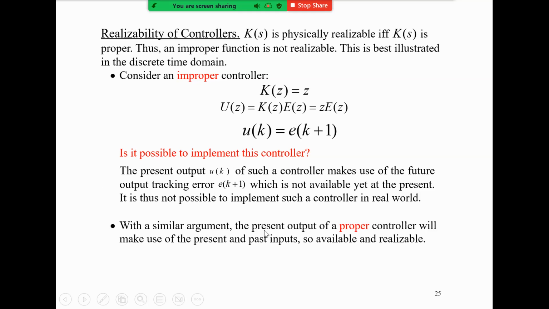With a similar argument, the present output of a proper controller will make use of the present and the past inputs. So if the controller is proper, we can make sure that all the signals are available now.